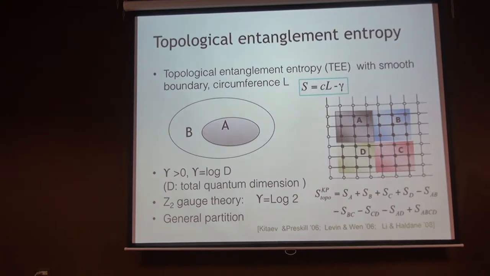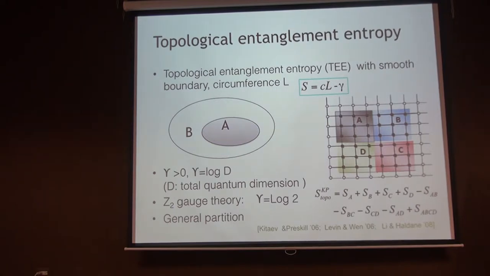Then, if we put our wave function on a disk with a smooth cut with a length of L, then we know the topological entanglement entropy has the form of an area term minus a constant gamma. Then the gamma is universal in the topological order. So the gamma is the topological entanglement entropy. And then we know the gamma is related to the quantum dimension D. So for example, for the D2 liquid, the gamma is equal to log 2.